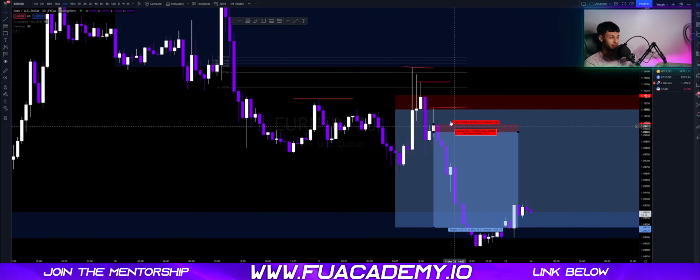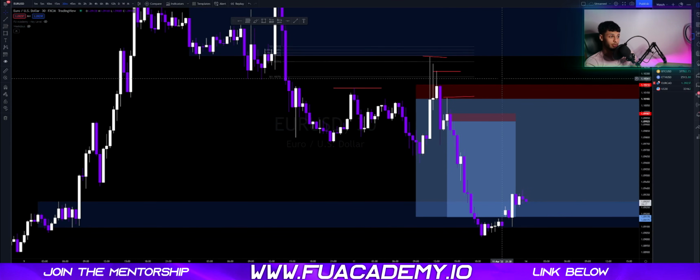This is why a lot of people love the lower time frame entries, because first and foremost, you can get a re-entry if you miss the first entry. You can also get a smaller stop loss, meaning that your risk to reward is much higher, meaning that you're going to be making more money, right?